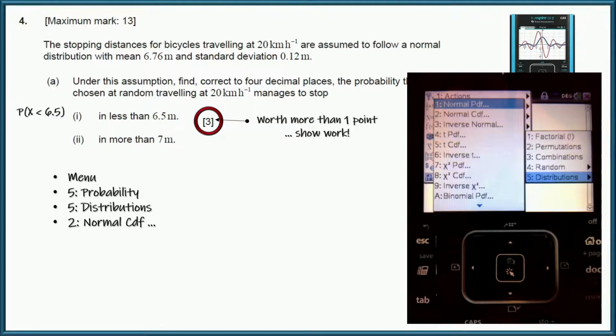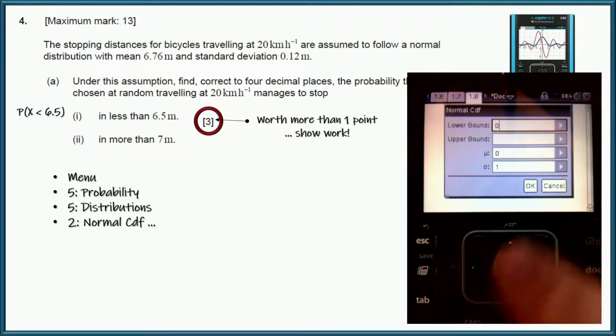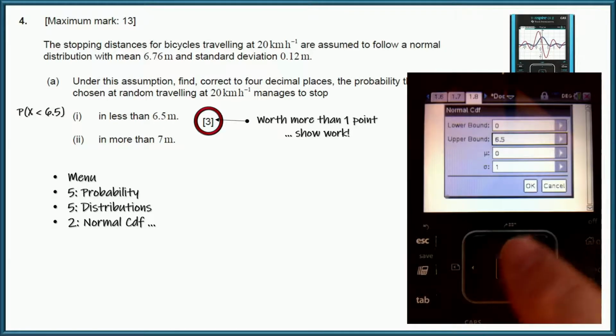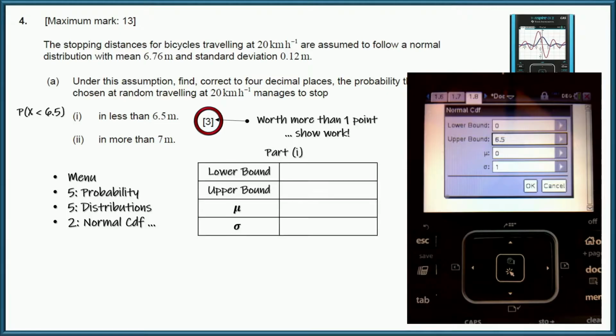Distributions, and normal CDF. All right. So the lower bound, so less than 6.5, that would be a lower bound of 0 and an upper bound of 6.5. Okay, cool. And then here, let me show you right here. Upper bound, lower bound, these are the numbers we're going to plug in, and that's what we're going to get. So let me go ahead and type those things in here.